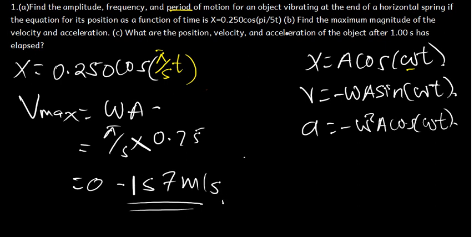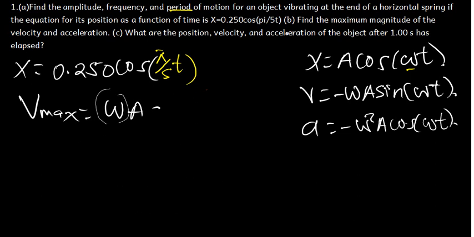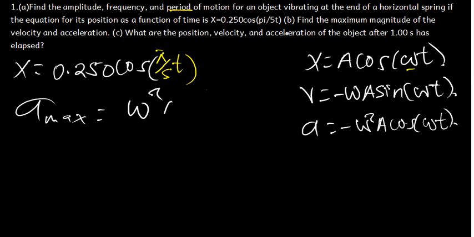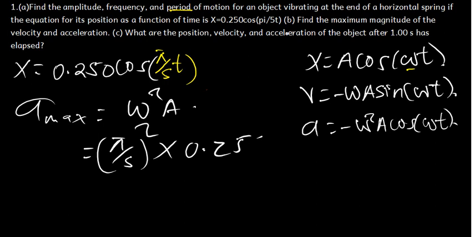Now let's talk about maximum acceleration. When you have been given omega, you just square it. The maximum acceleration is going to give us omega squared times A. So it's going to be pi over 5, we square it, times 0.25. So I get the answer, then I square it, and then times 0.25. I'm getting my acceleration as 0.1 meters per second squared. That is my maximum acceleration.